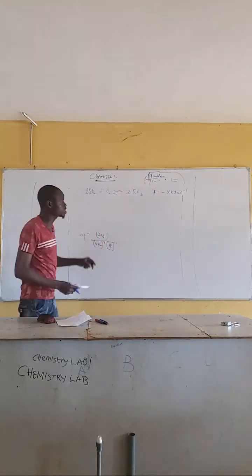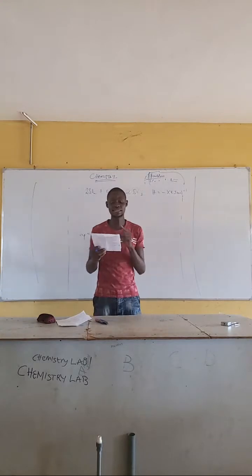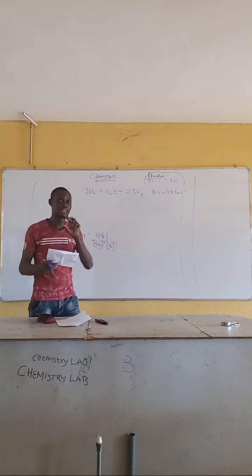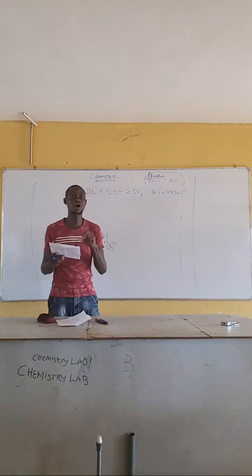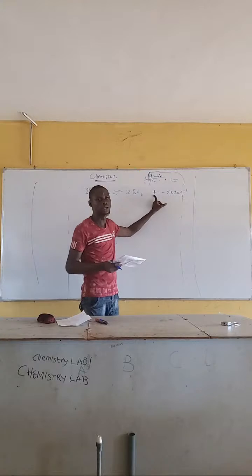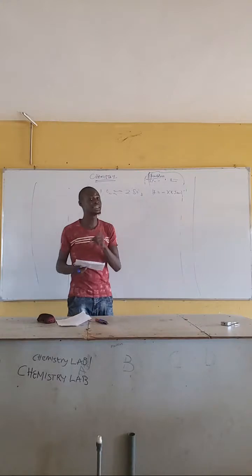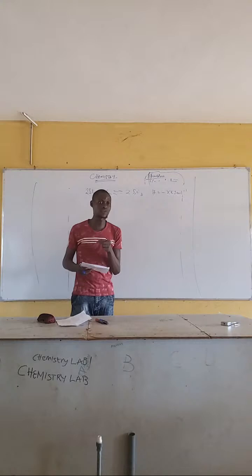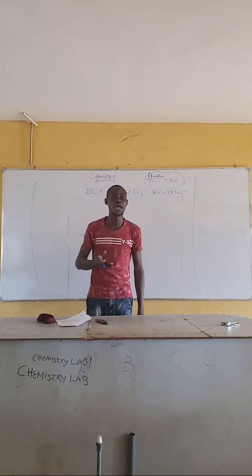Now, what is the effect of using vanadium 4 oxide as a catalyst in the reaction represented by the equation? Let me take a look at this. Option A said decrease the value of H. H simply means enthalpy, and a catalyst will never decrease the value of the enthalpy. The enthalpy remains the same, either it is negative or positive. Why? Because the enthalpy is talking about the kind of reaction that we have, either exothermic or endothermic.